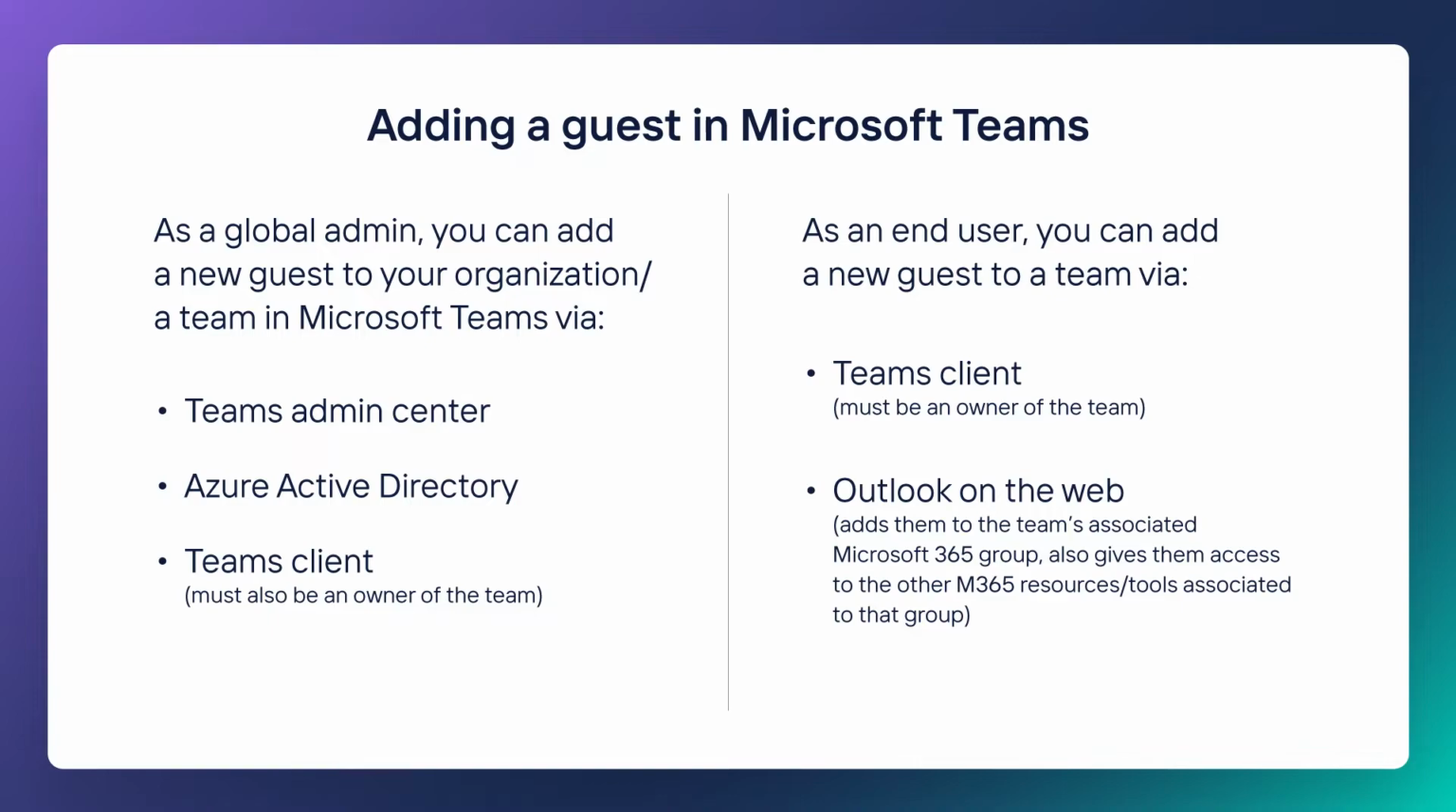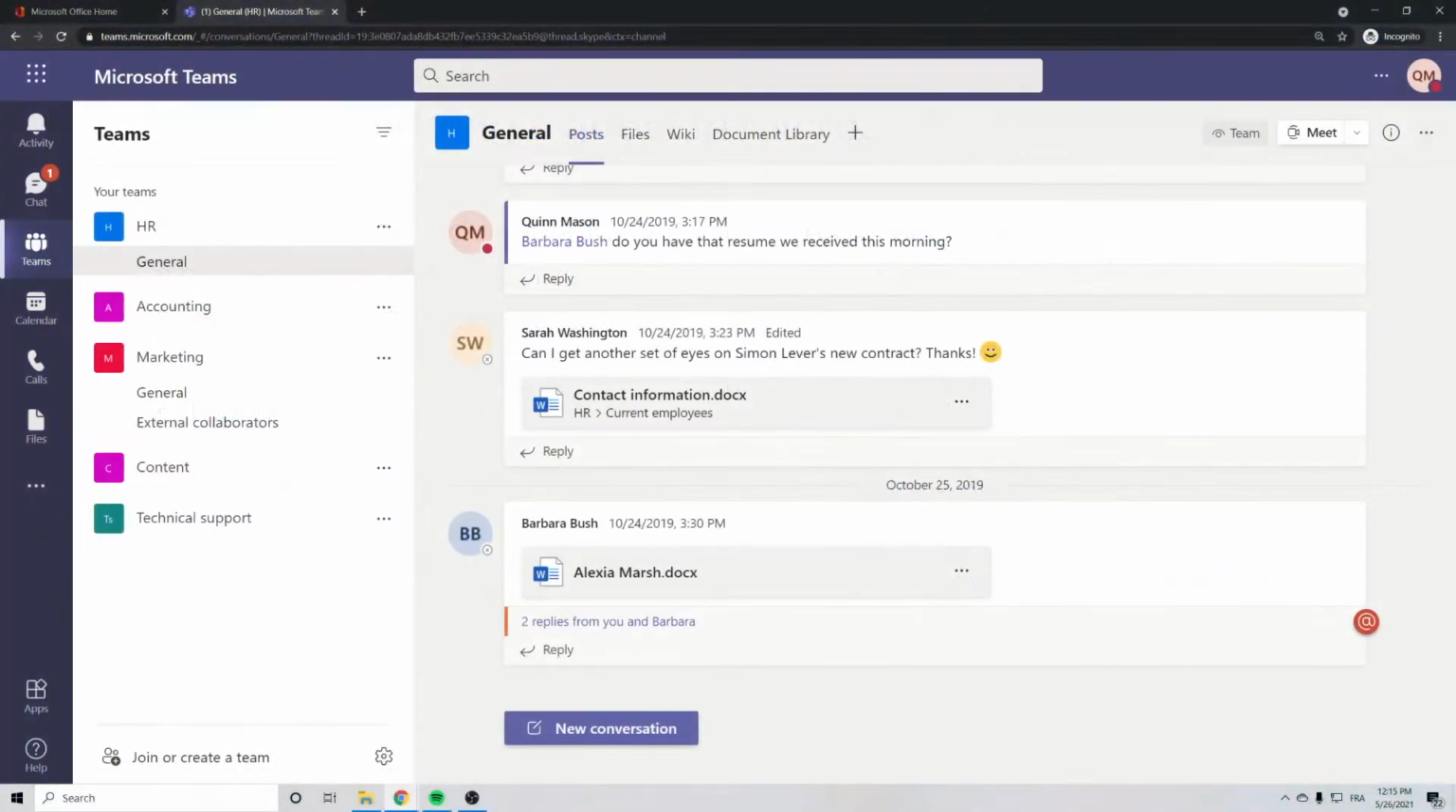As an end user, you can add new guests via the Teams client. Again, you must also be the Teams owner in order to do that, or on Outlook on the web. This will add those users to the Team's associated Microsoft 365 group, which gives them access to the other Microsoft 365 resources and tools associated to that group. So in this case, Teams being connected to that group, they will get access as guest users to the Microsoft Teams in question. Okay, so moving on. Anyone with an email account can participate as a guest in Teams. As an admin, you can add the new guests into your organization in a couple of different ways.